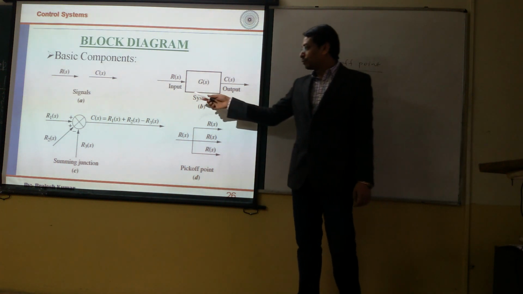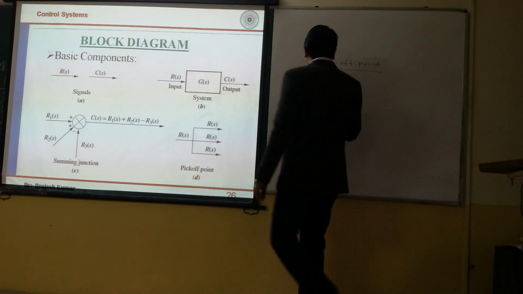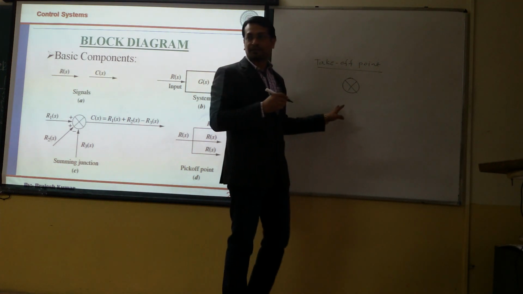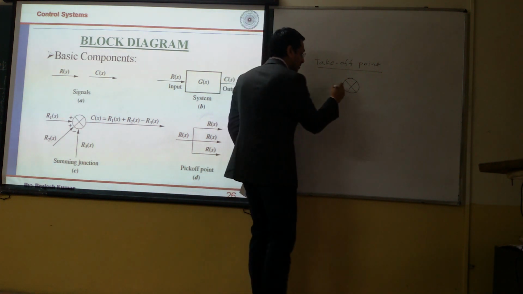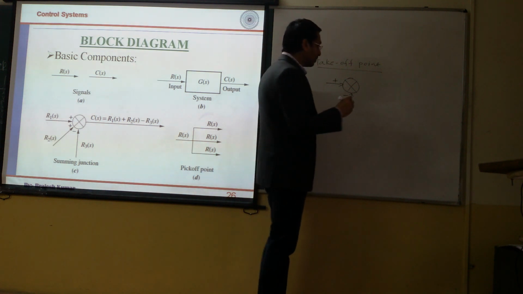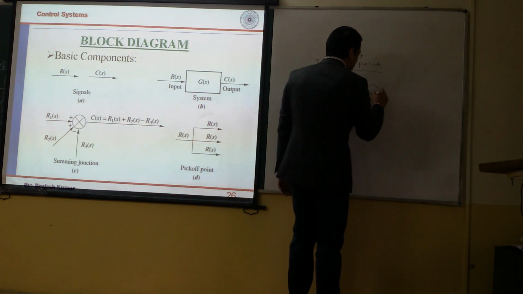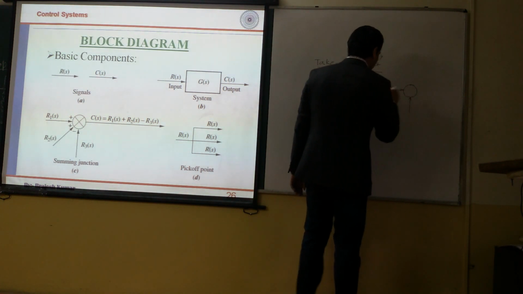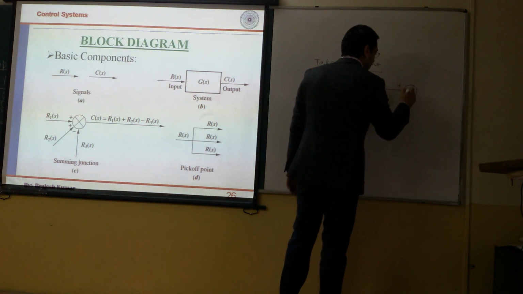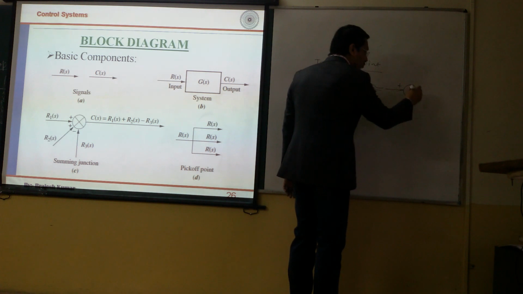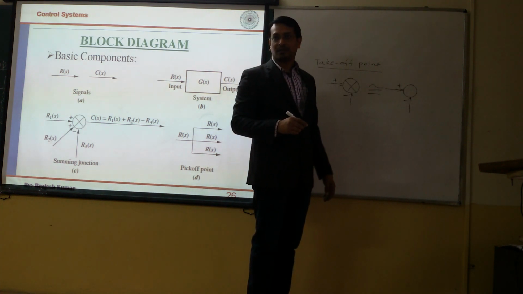One more thing: you have shown your summing point as a cross inside the circle, with a positive sign or a negative sign. Alternatively, for simplicity, you can also show this as a simple circle, remove the cross sign, and mark plus or minus. Even with the signs inside, it is equally correct.